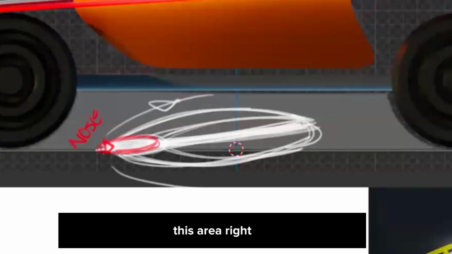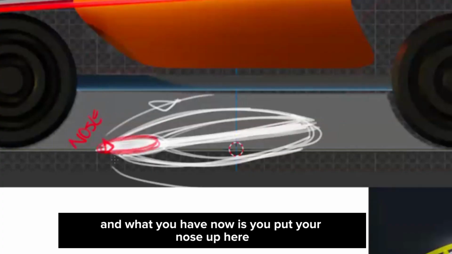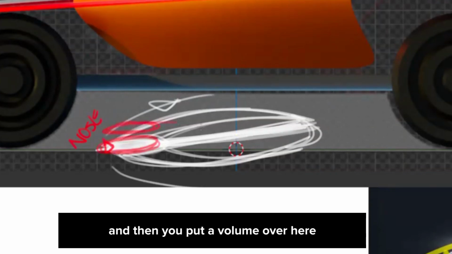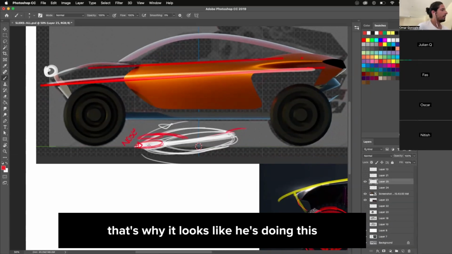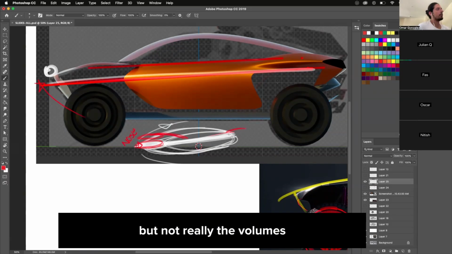This area, right? And what you have now is you put your nose up here, and then you put a volume over here. Exaggerating it, right? That's why it looks like it's doing this. So it's proportions. It's like, yeah, you use the package, but you trace the silhouette, but not really the volumes, right?